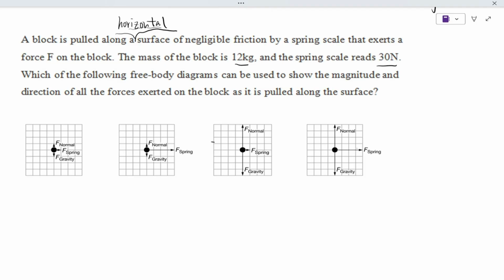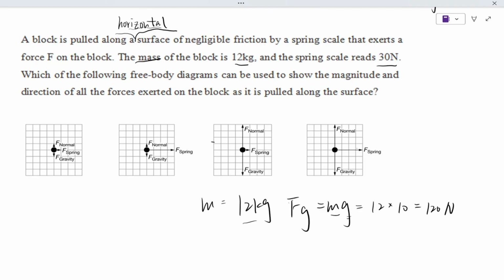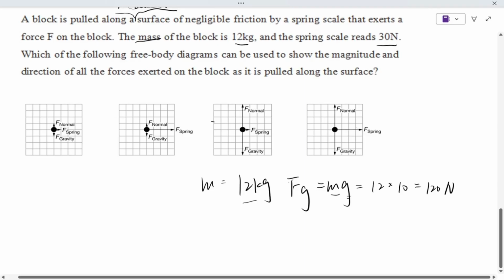So first of all, let's see what we can get from the question. The mass of the block is 12 kilograms, right? M is equal to 12 kilograms, which means we can get the gravitational force of the block. What is Fg? Fg is equal to mg. The mass is 12 kilograms, and g, of course you can use 9.8, but right here I would just make it easier and use 10. So it is 12 times 10, which is equal to 120 newtons. The spring scale reads 30 newtons, which means Fs is equal to 30.